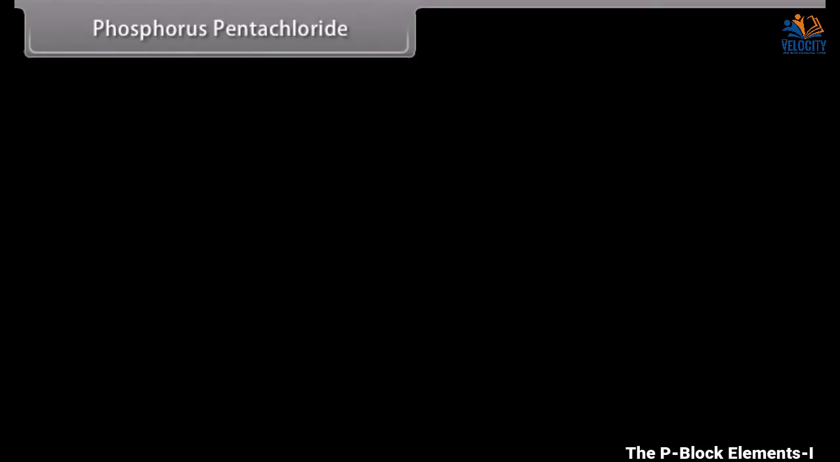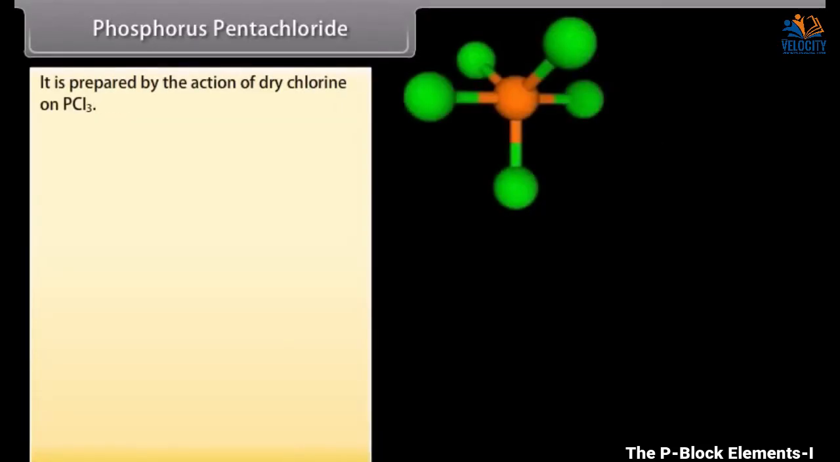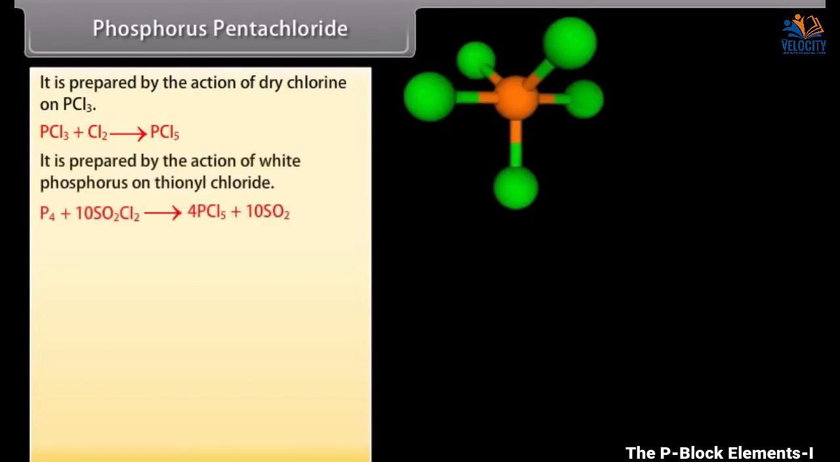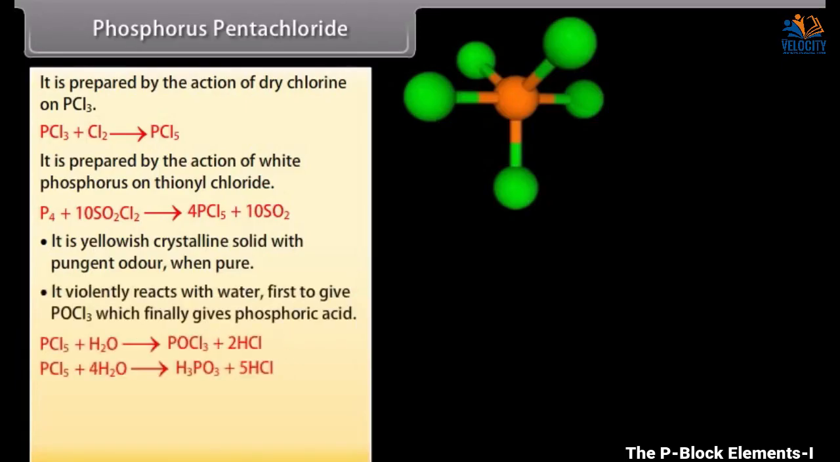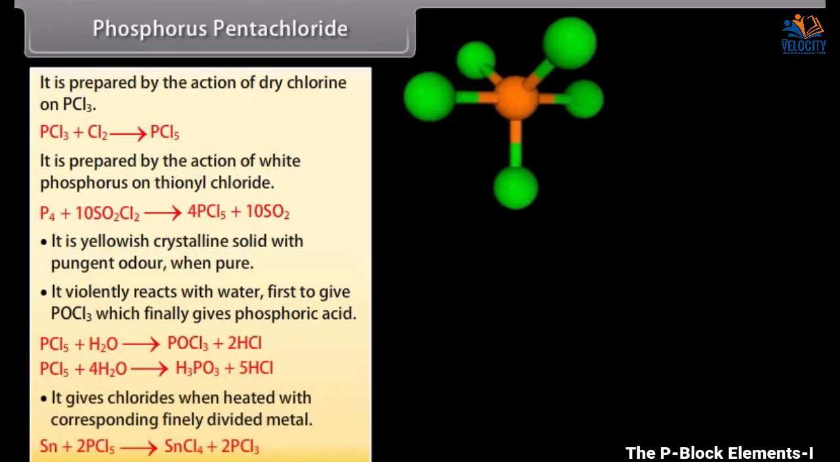Phosphorus pentachloride. It is prepared by the action of dichlorine on PCl3. It is also prepared by the action of white phosphorus on thionyl chloride. It is a yellowish crystalline solid with a pungent odor when pure. It violently reacts with water, first to give POCl3, which finally gives phosphoric acid. It gives chlorides when heated with the corresponding finely divided metal.